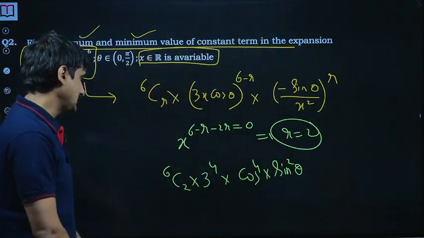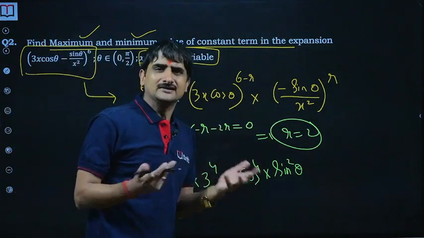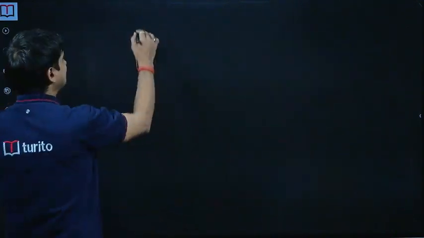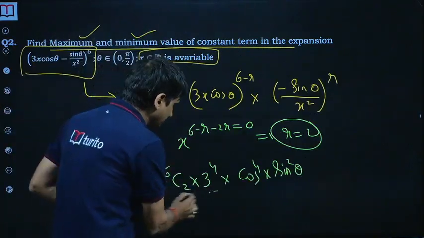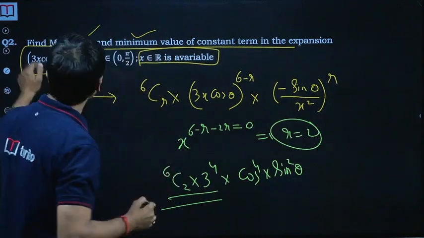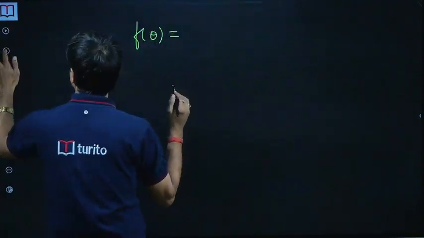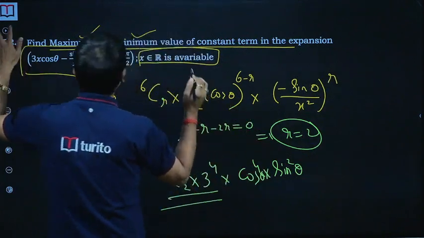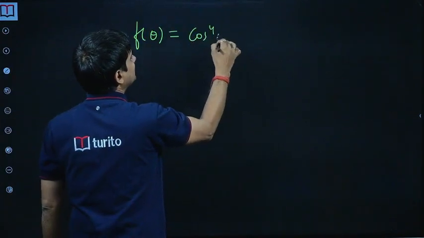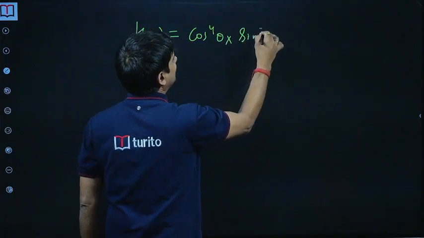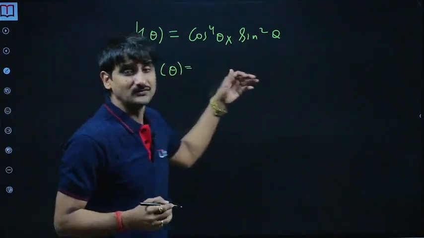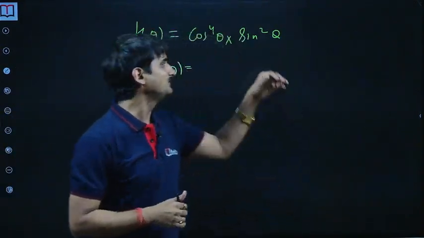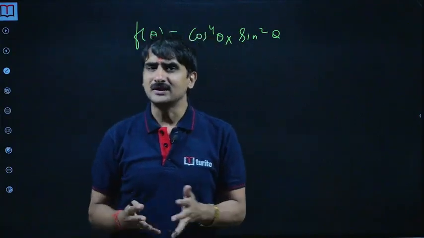Now see, it's simple. Now you have a function f of theta, because the rest is a constant with respect to theta. So we have a function which we need to maximize or minimize here: cos raised to the power 4 theta into sine square theta, and we all know how to do it. You will just differentiate this, or you can even try to convert it to a polynomial form. You can replace sine square theta by 1 minus cos square theta.